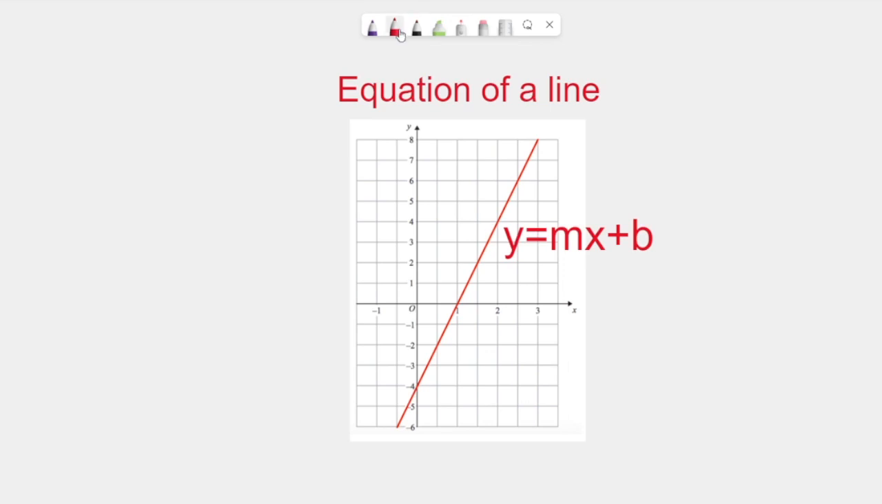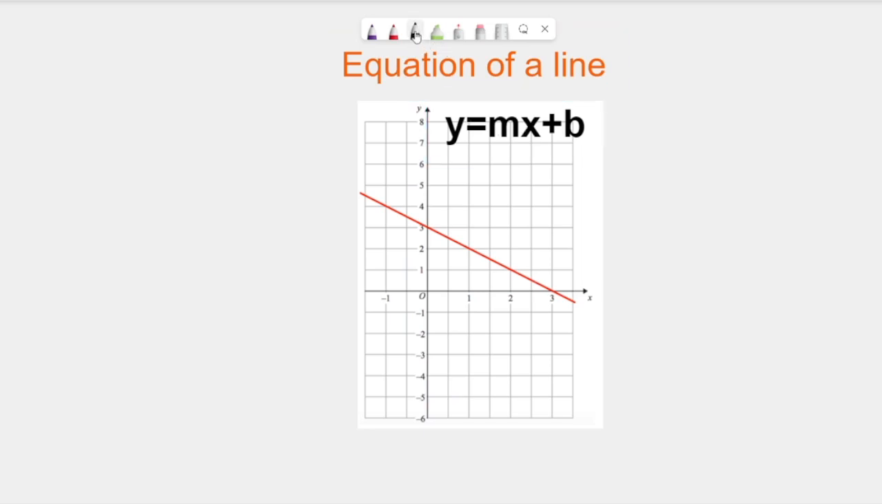In this one I can see the y-intercept is negative 4, and for the gradient, let's find any 2 points on the line. It is 2 over 1, and it's a positive line going upwards, so 2 over 1 means 2, so the gradient is 2. So the equation of the line is y equals 2x minus 4.